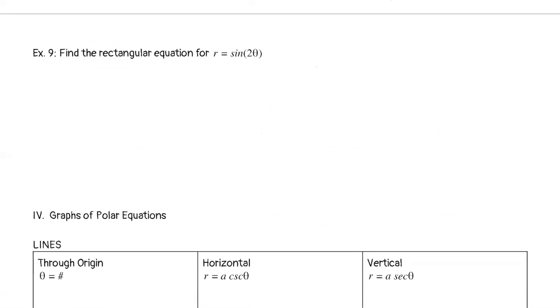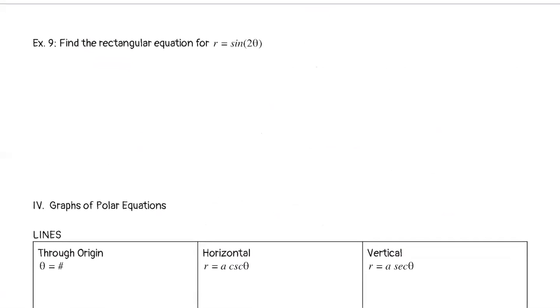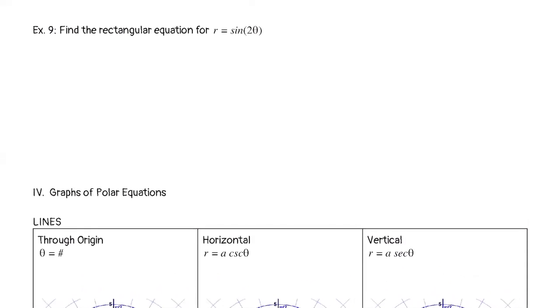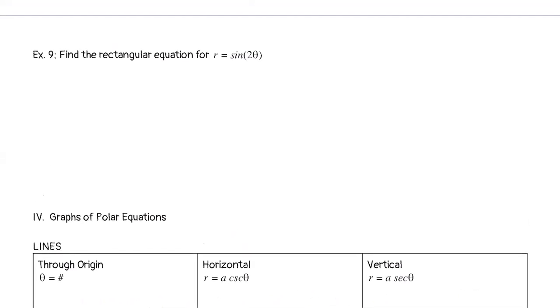We've got one last case of converting, and then I'm not sure we'll get to the graphs, but I can always send you a link to my videos for the graphs. So for example 9 here, it says find the rectangular equation for r equals 2 sine theta, or sine 2 theta. Of all the things that we have learned recently, this is the other part about pre-calc.